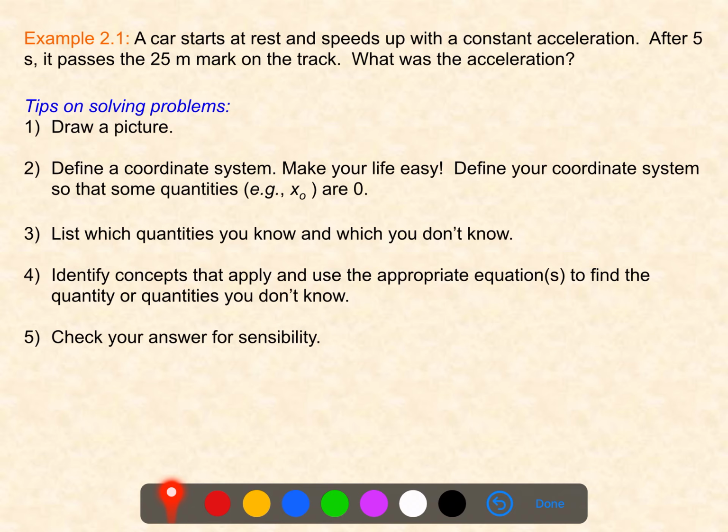So I've already posed an example question here about a car that is at rest and then speeds up with a constant acceleration rate. After a certain amount of time, it passes a certain position, and what we are interested in is what the acceleration rate was. We're assuming that it was fairly constant and that we can find what the acceleration rate was.